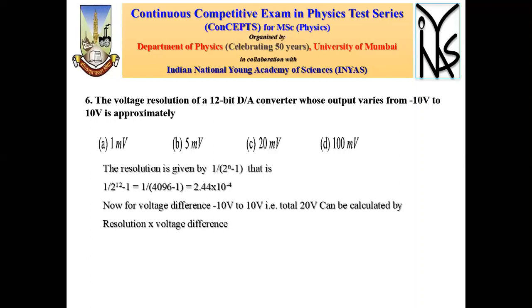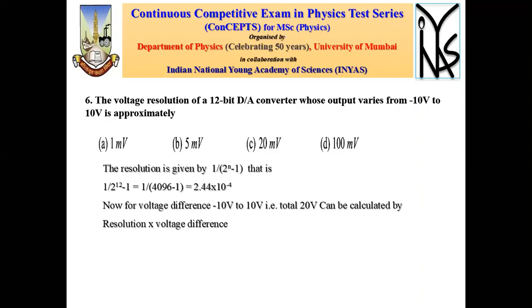So if our voltage range is, say, minus 10 volt to 10 volt, then the total voltage is V maximum minus V minimum, that is 10 volt minus minus 10 volts, so that gives you 20 volt.